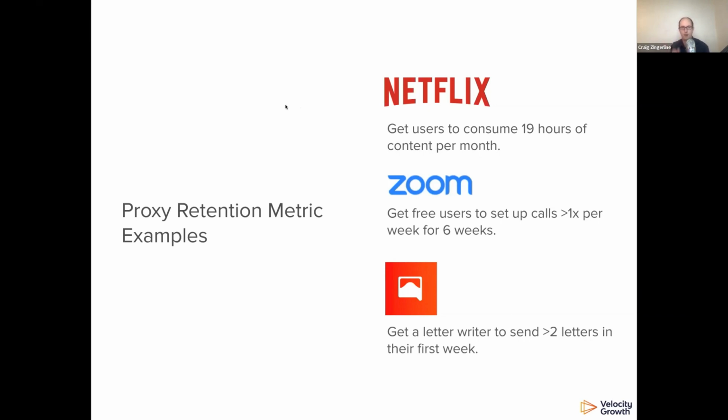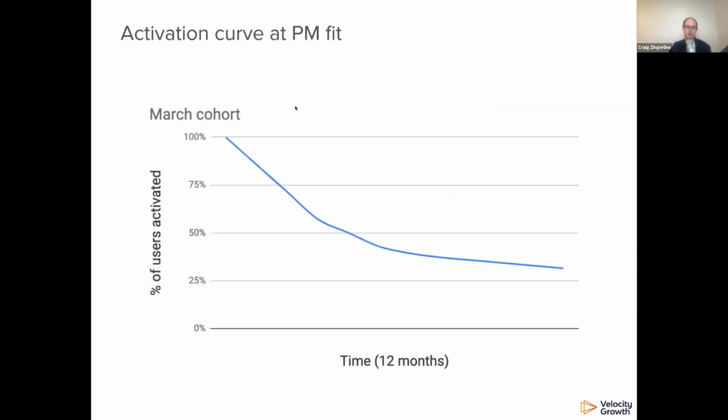With a consumer product like Sandbox, which I was the chief product officer there for a while, if we could get somebody to send these letters that we charge $4 for, if we could get them to send 2 letters in their first week using the product, they were totally hooked. So find your proxy metric. And then what you want to start to look at is, okay, well, what does that metric look like over time?